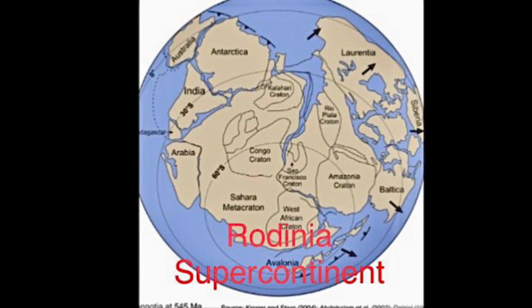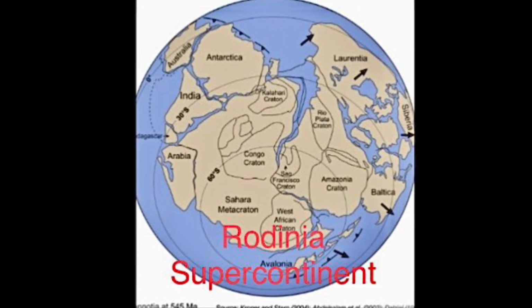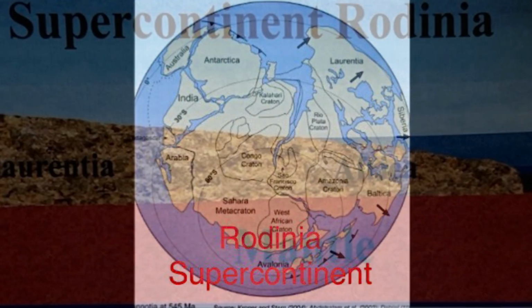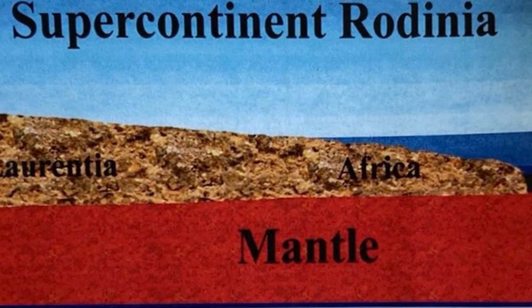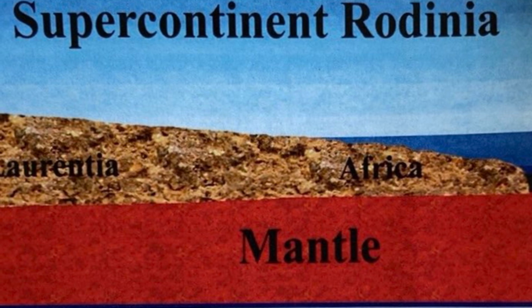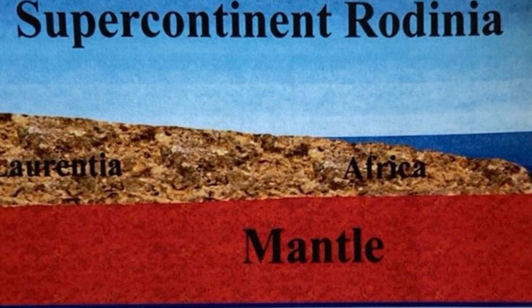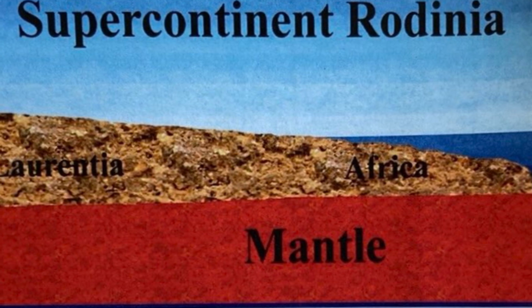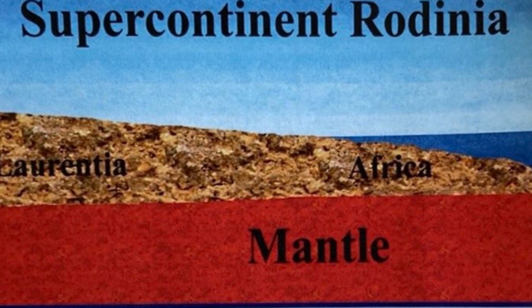Here is supercontinent Rodinia about 1 billion years ago, and it is getting ready to rift apart. In this side view of Rodinia, you can see the reddish-orange mantle, which is made of mafic and ultramafic rocks. These rocks are dark, heavy, and full of iron, magnesium, and calcium.